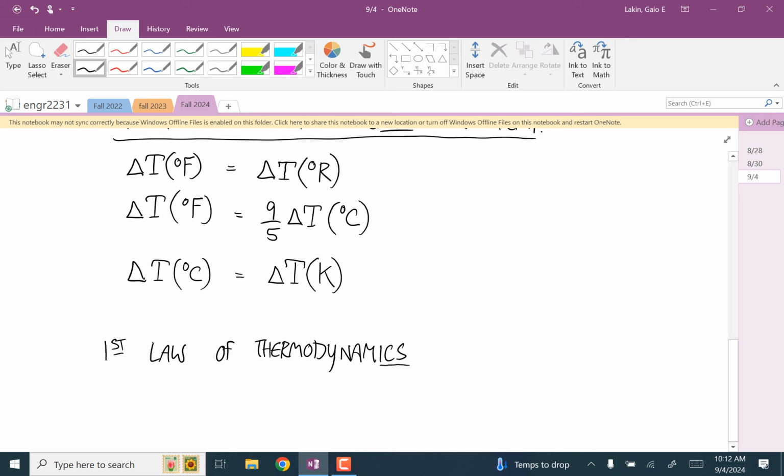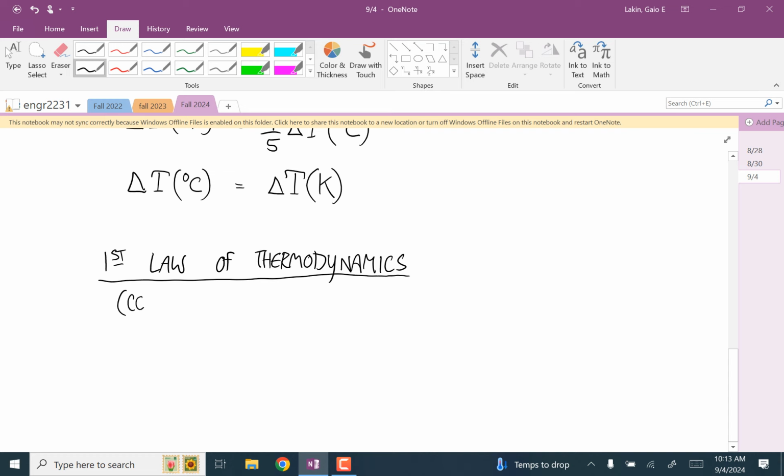Yes, that's it. Okay, so the first law of thermodynamics is conservation of energy.